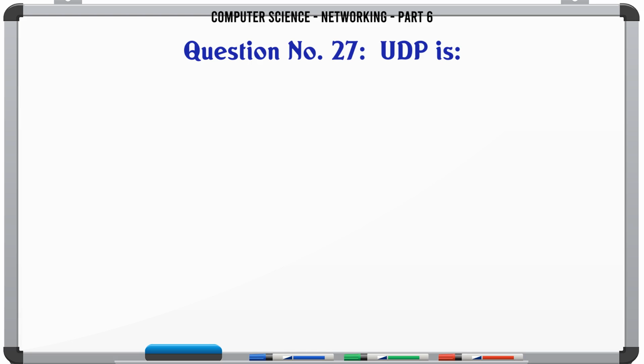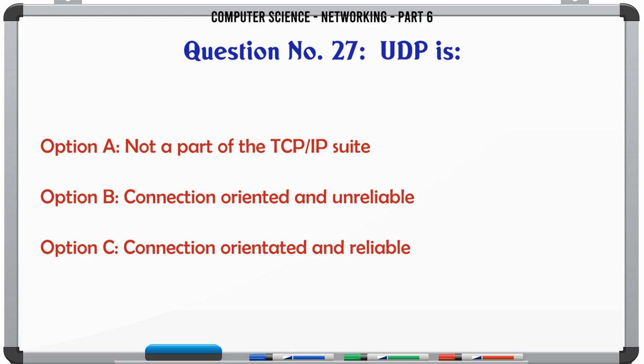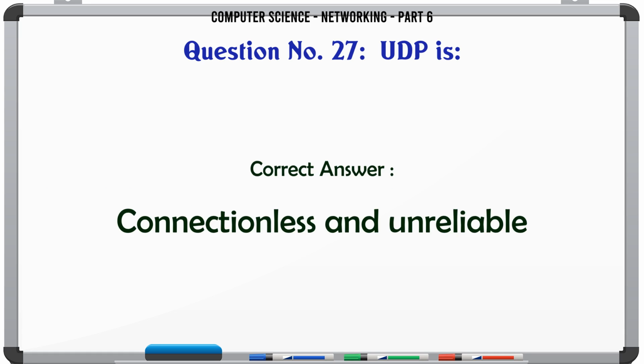UDP is A. Not a part of the TCP/IP suite. B. Connection-oriented and unreliable. C. Connection-oriented and reliable. D. Connectionless and unreliable. The correct answer is connectionless and unreliable.